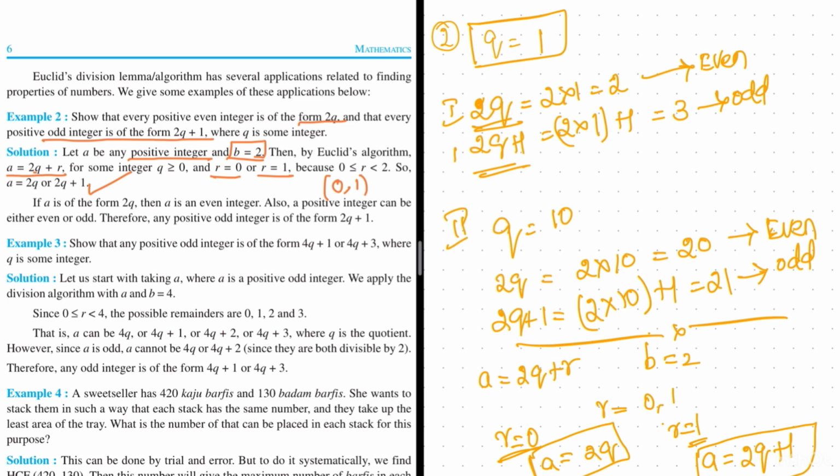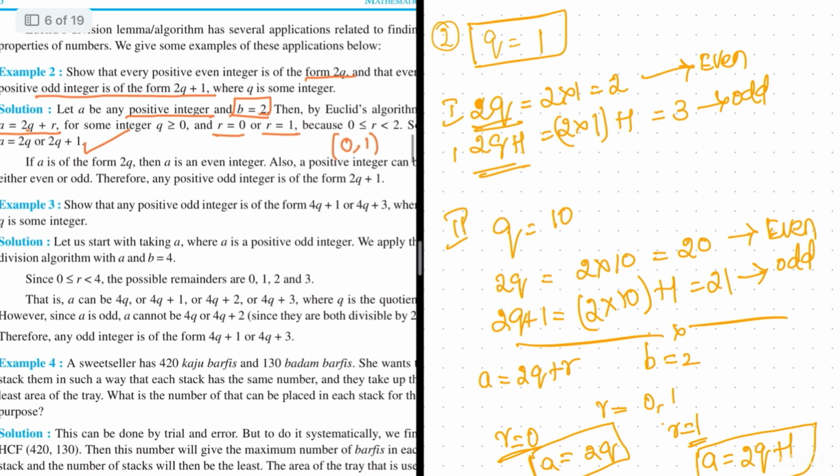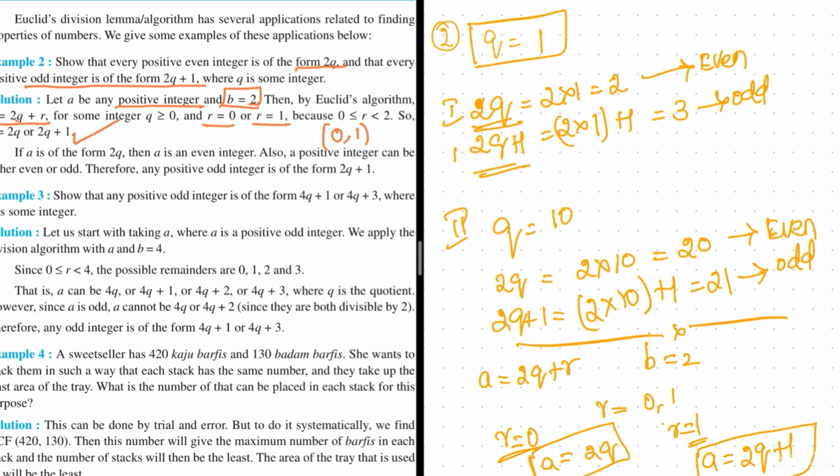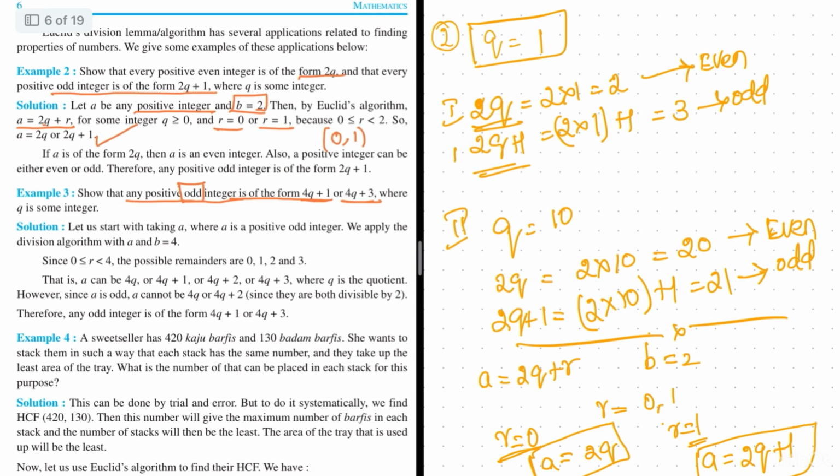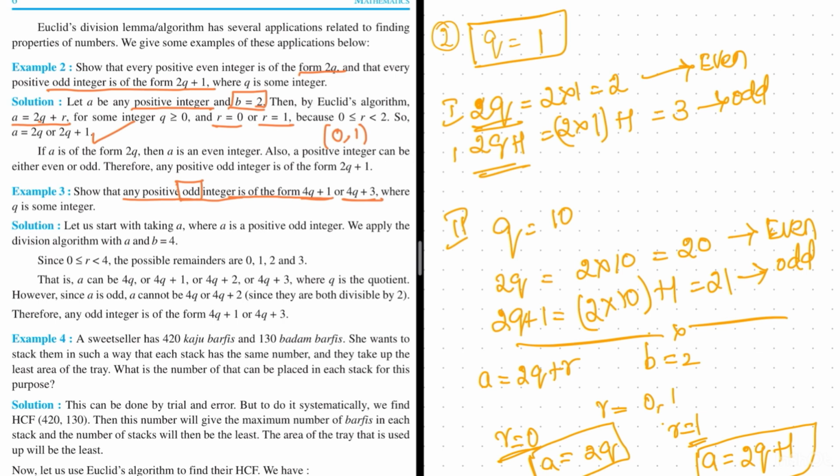Problem 3 is of a similar fashion, where they have given that any positive odd integer is of the form 4q plus 1 or 4q plus 3. Any odd number will be in the 1, 3, 5 fashion. So any positive odd integer is of the form 4q plus 1 or 4q plus 3, where q is some integer. Same thing we are going to apply.